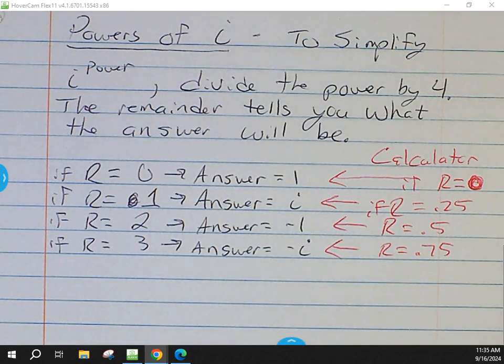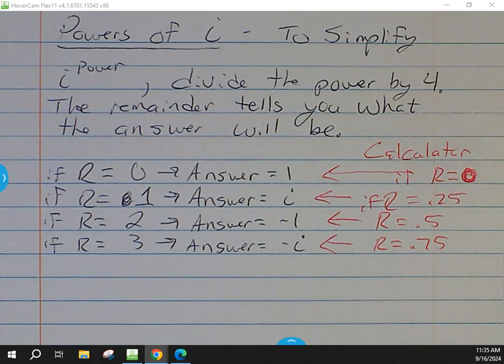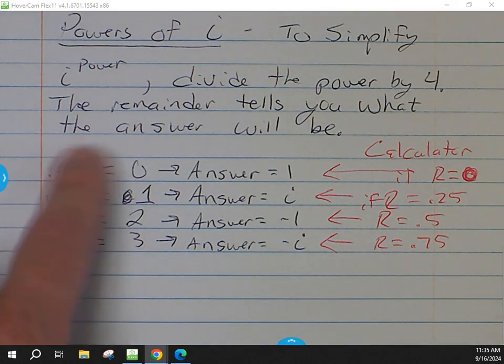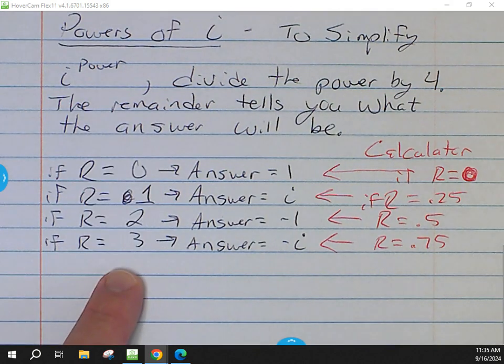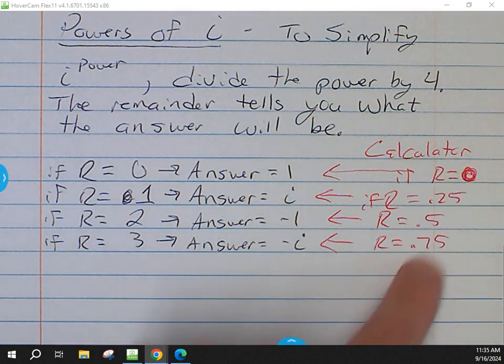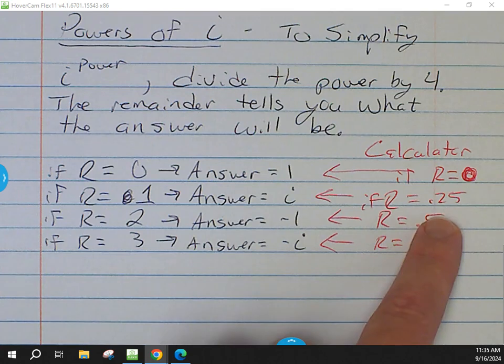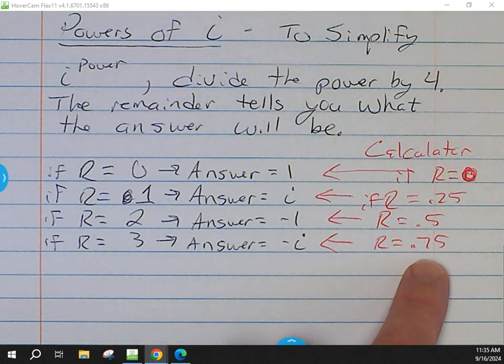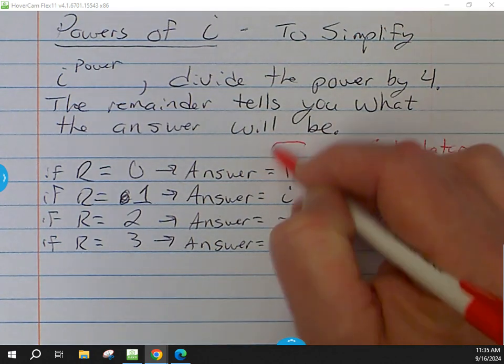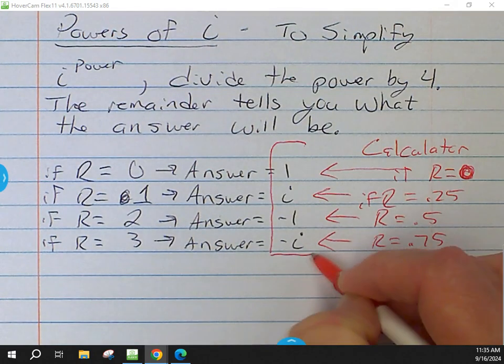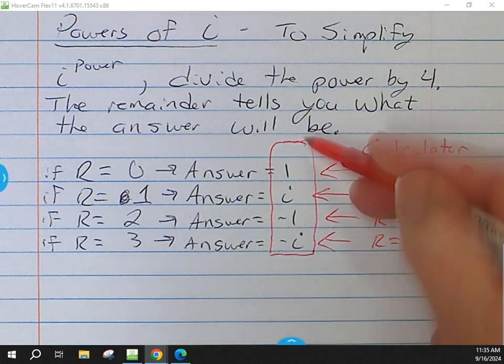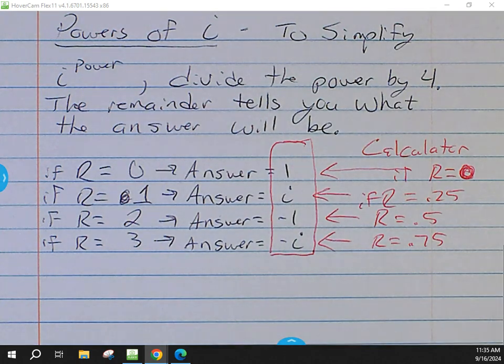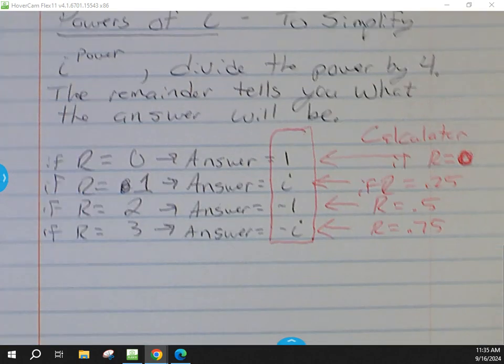So if you're looking through anything like the book, the book will always talk about remainders, like doing it by hand. If you're using a calculator, you're looking for the decimal numbers. So you're looking for 0, 0.25, 0.5, or 0.75. But these are the answers that you're going to have. This is an easy multiple choice question because we'll give you those 4 options. You just got to know what the answer is going to be. And there's not really any work to show on this one.